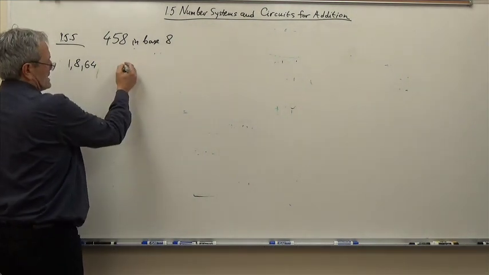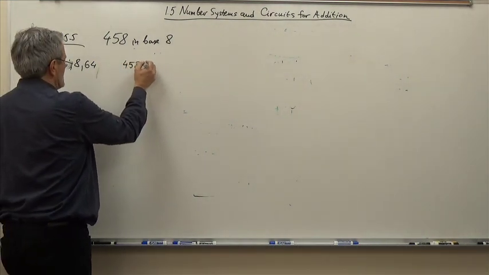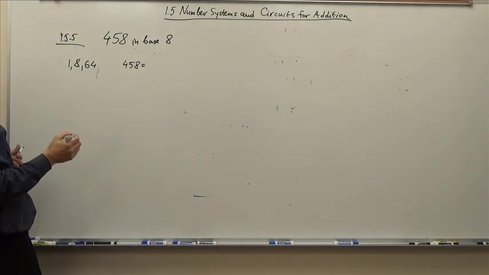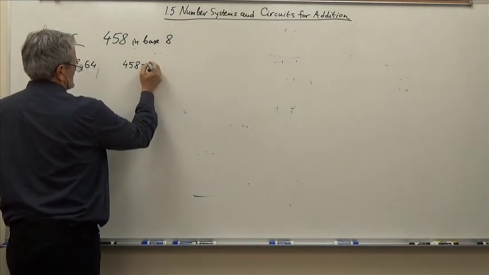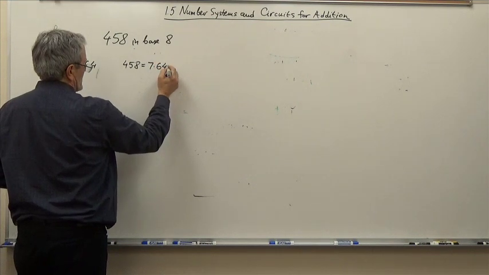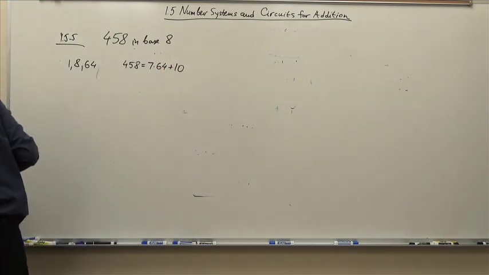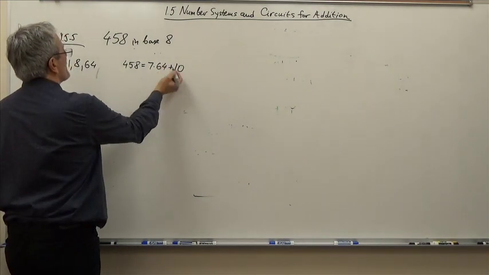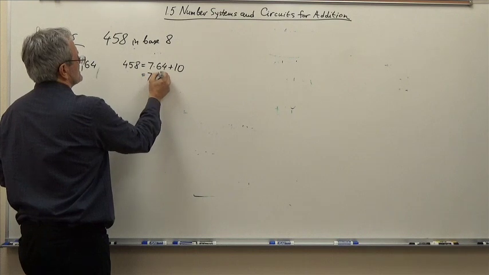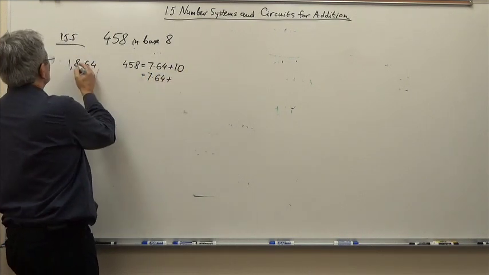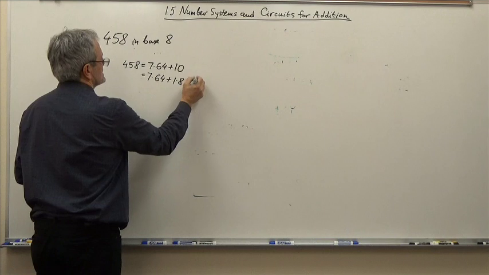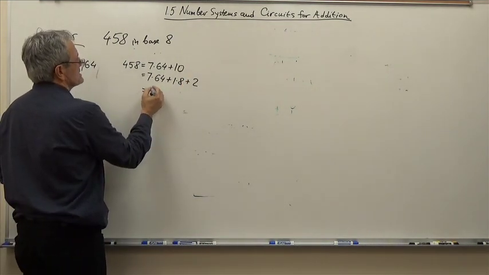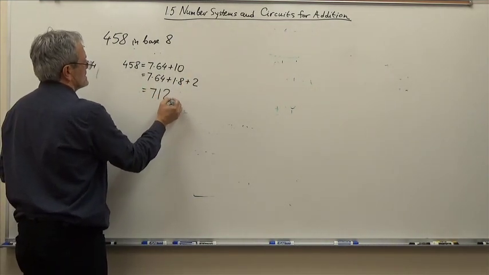So what we do is divide by 64, so we get 458. Do I have 7? Yes. 7 times 64 plus 10, I think. Yeah. And then what do we do? It's 7 times 64, 10 is 1 times 8 plus 2. So my representation is 7, 1, 2 in base 8.